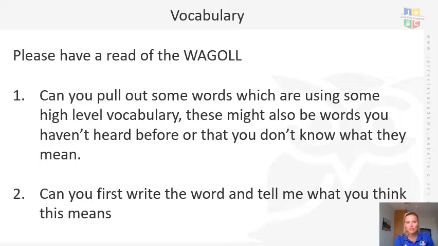So I'd like you to have a read of the waggle, and then pull out some words which are high level vocabulary. They might be words you haven't heard before or that you don't know what they mean. So have another read through. You might want to circle them, underline them, or highlight them. Or if you do sort of know them, you could also have a look at these. Then write the word and tell me what you think it means. From reading the sentence, try and see if you can work out exactly what that word could mean before actually finding out the actual meaning.